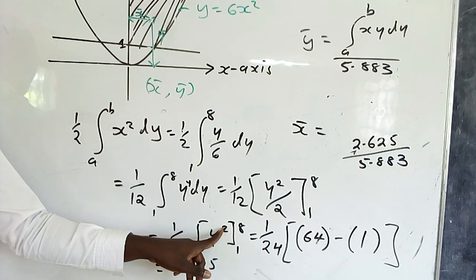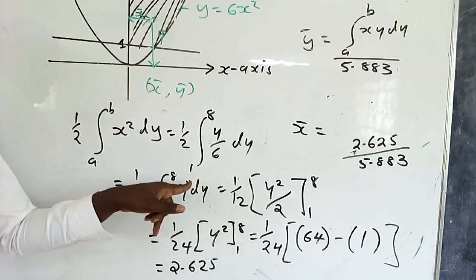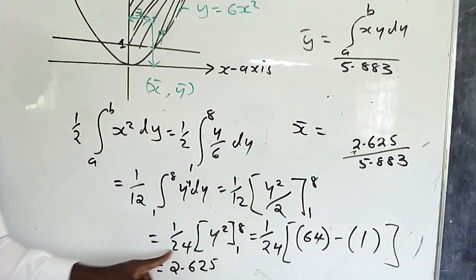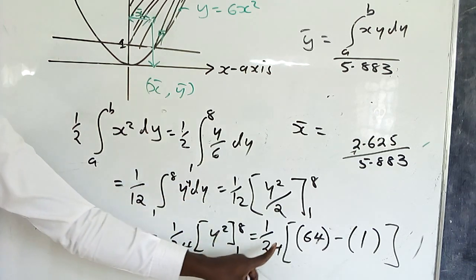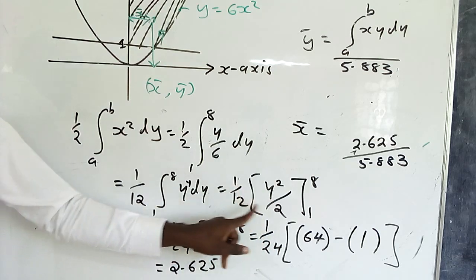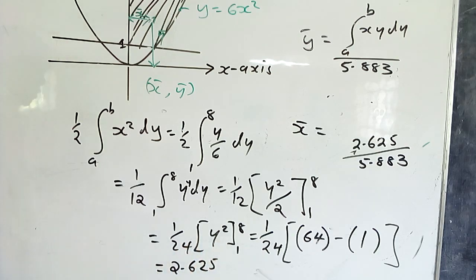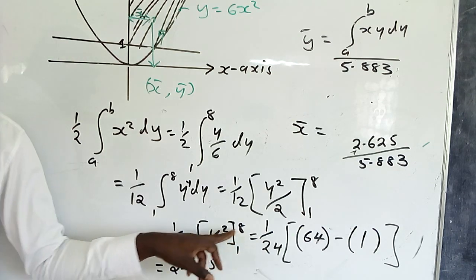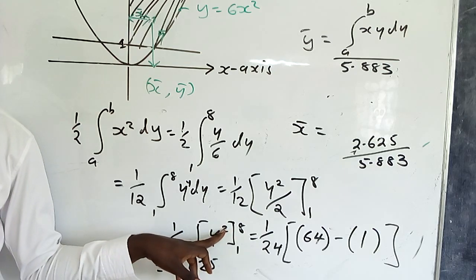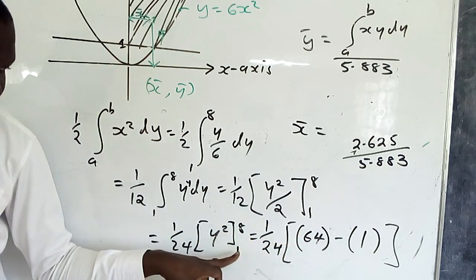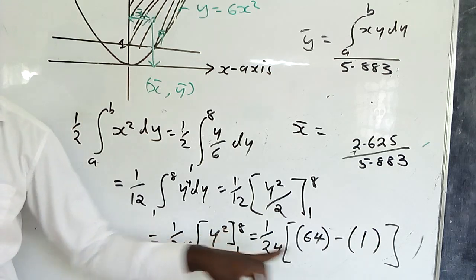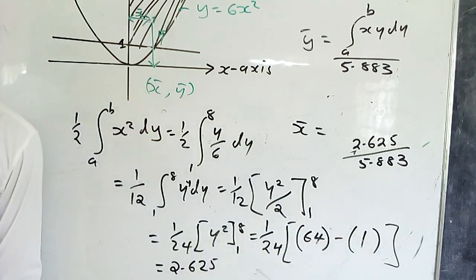If we integrate y squared, we've already integrated y, we found y squared over 2 and we've taken 2 outside. Here, 1 over 12 divided by 2 is 1 over 24. We remain with y squared inside. You substitute the limit when y is 8, so it is 8 squared, 64. Then when y is 1, it is 1 squared, which is 1. So upper limit minus lower limit, you get 63. Then we multiply by what is outside, 1 over 24, isn't it? Good.